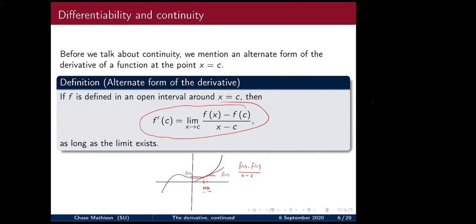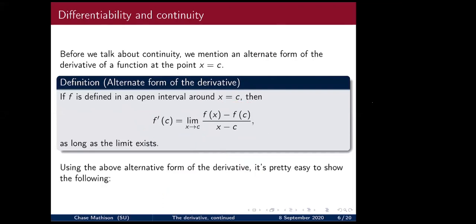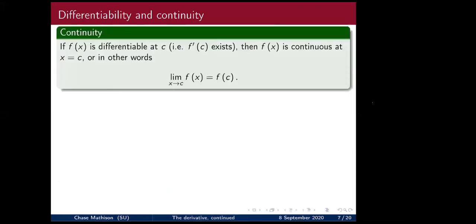Okay, so using this alternate form of the derivative, we can prove the following. If f of x is differentiable at the point x equals c, or in other words, f prime of c exists, then f of x is also continuous at c. Or in other words, the limit as x approaches c of f of x is equal to f of c. That's what we took as the definition of continuity.